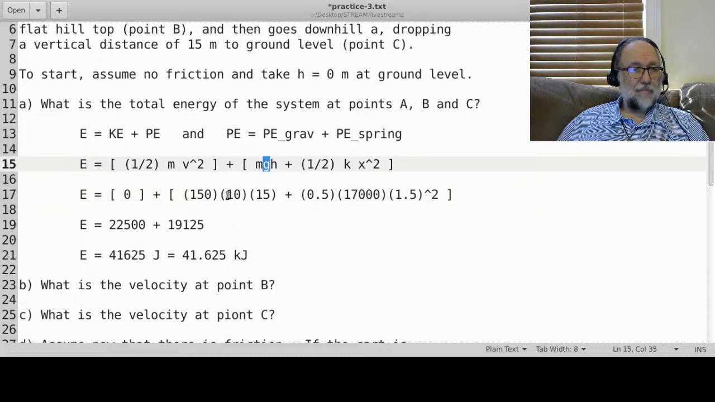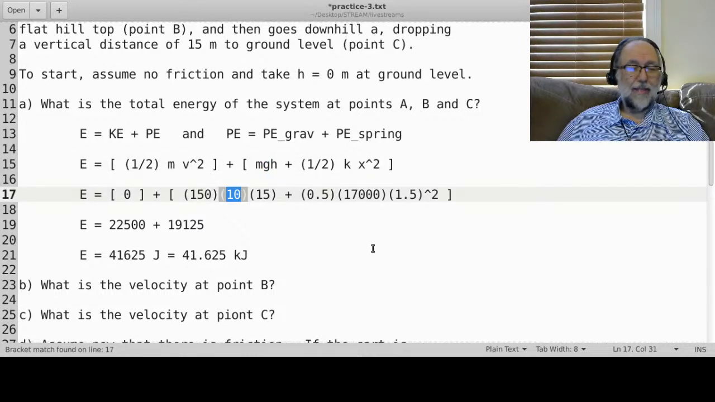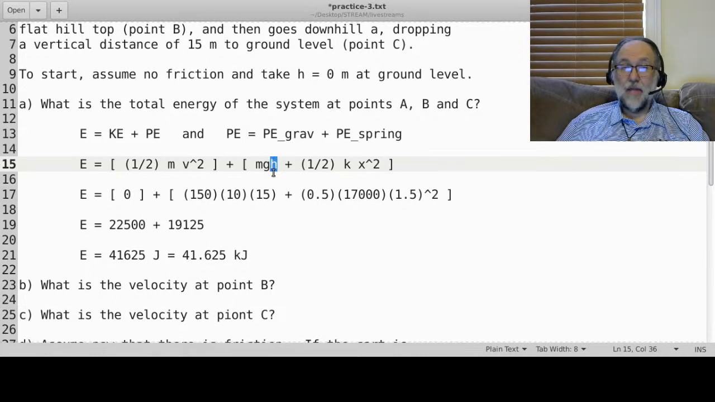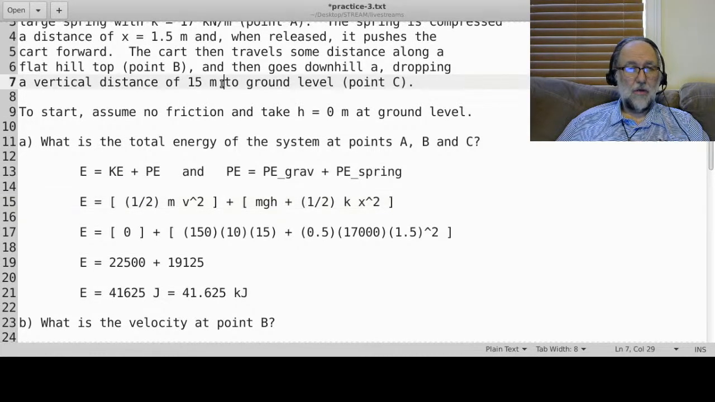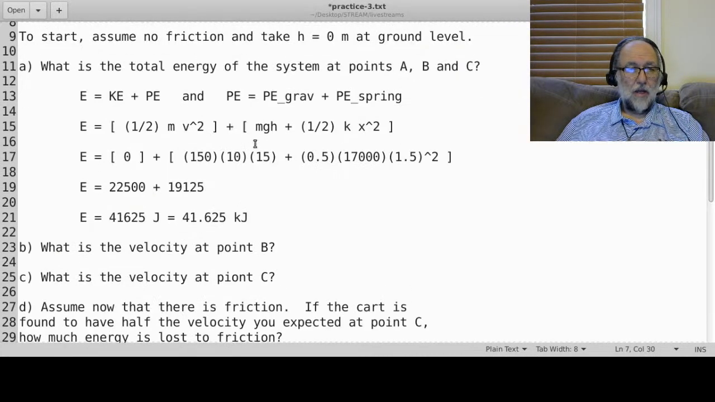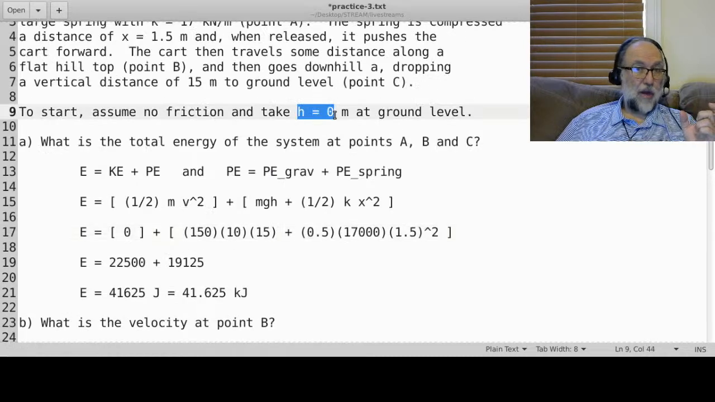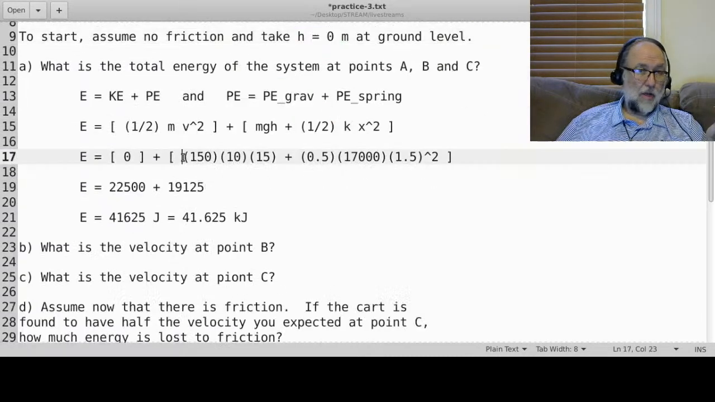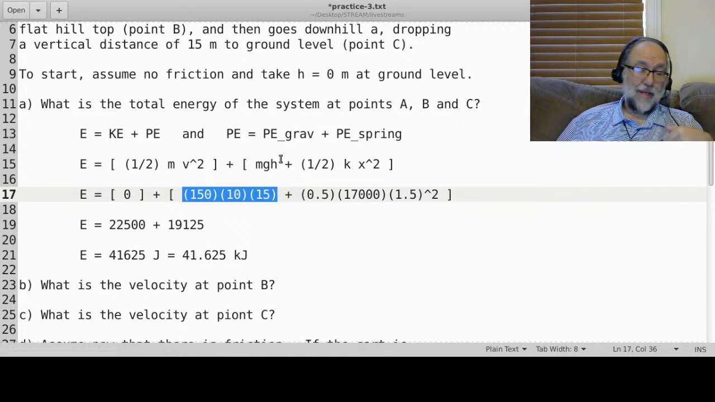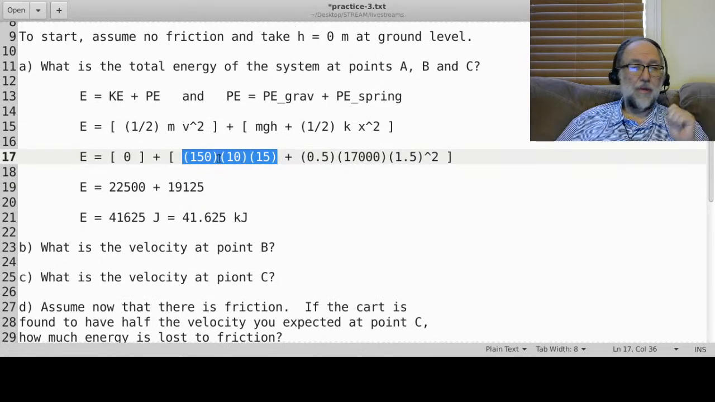G, technically 9.8, but being lazy in the course a little bit, we've been always rounding it off to 10, so we'll continue rounding it off to 10. And then h is the height of the hill, and that's 15 meters. So it's at a height of 15 meters, and so h is 15 meters like that. And again, you can see why I have to tell you where h equals 0 is, because if I'd said that the top of the hill was h equals 0, then that would have been 0. And then ground level would have actually been negative 15 meters. All right, but we're doing it this way.